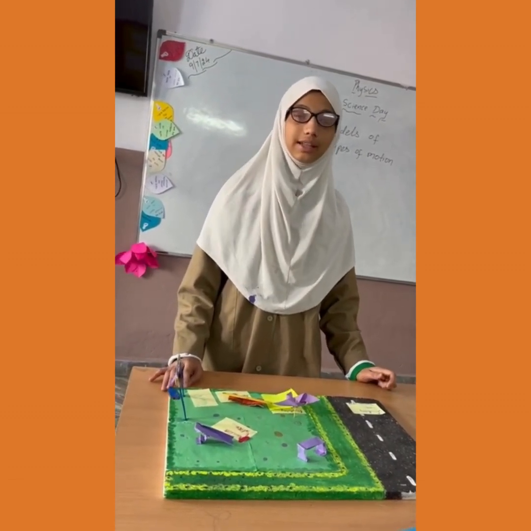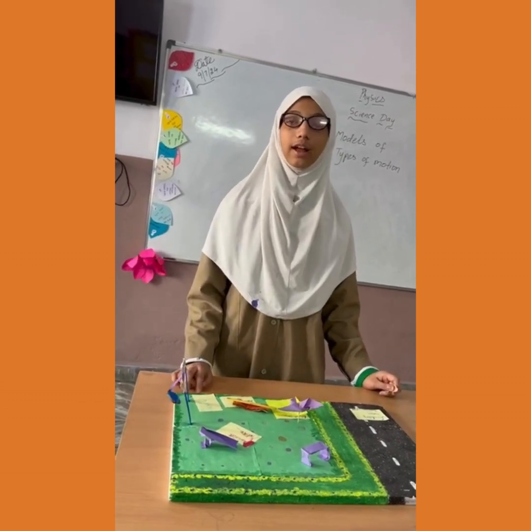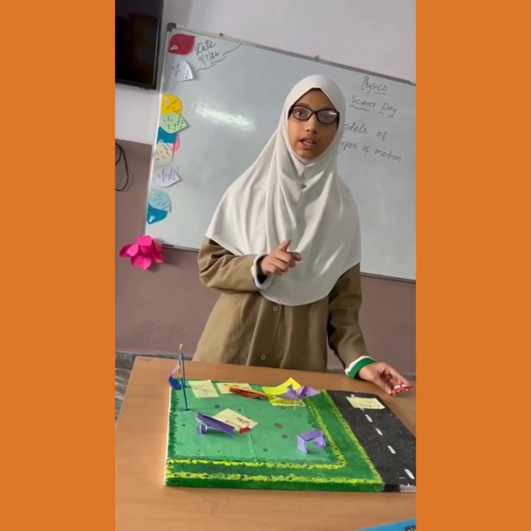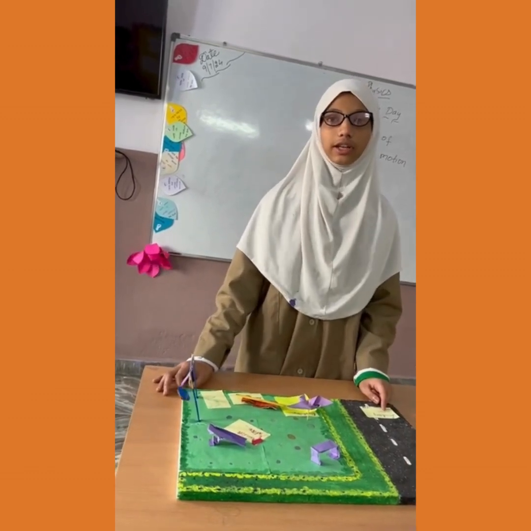A body is said to be in translatory motion when it moves vertically or horizontally on the Earth's surface. There are two types of translatory motion: rectilinear motion, when a body moves in a straight line, and curvilinear motion, when a body moves in curved lines. And the second type of motion is rotatory or circulatory motion.